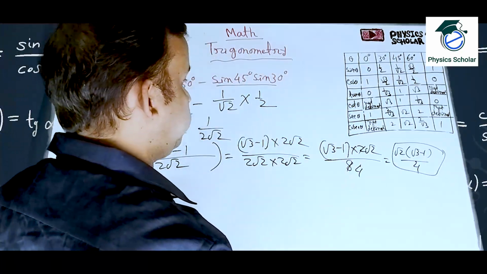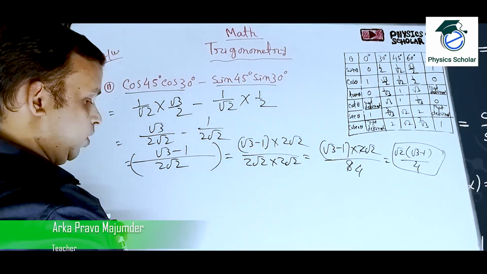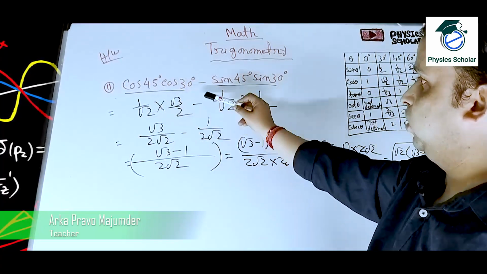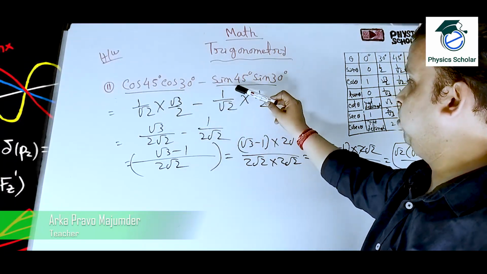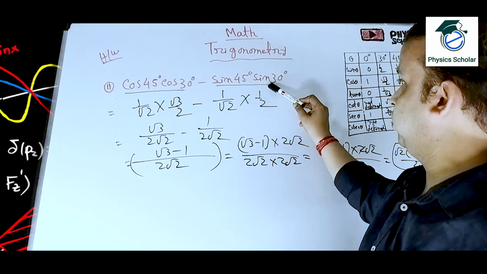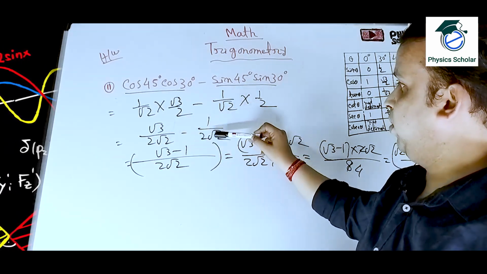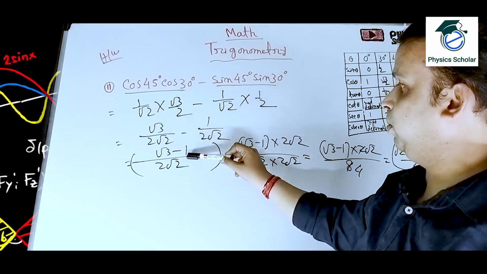Only a simple calculation, nothing else is there. I am just putting the value of cos 45 degree equal to 1 by root 2, cos 30 degree root 3 by 2, minus sin 45 which is 1 by root 2, into sin 30 which is half. So it will be root 3 by 2 root 2 minus 1 by 2 root 2. 2 root 2 will be the LCM, so root 3 minus 1.